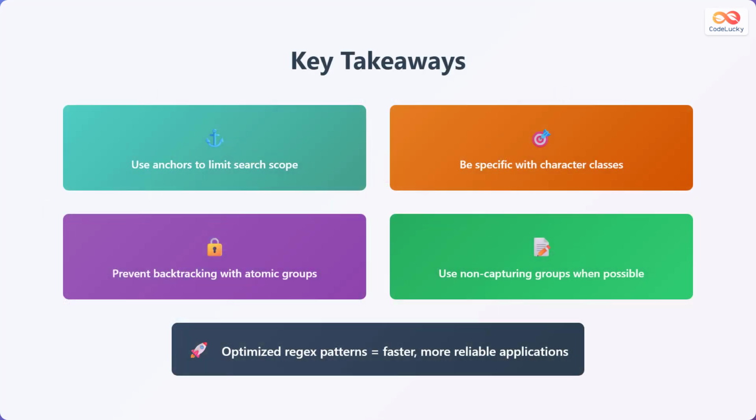Here are some key takeaways. Use anchors to limit search scope. Be specific with character classes. Prevent backtracking with atomic groups. Use non-capturing groups when possible. Optimized regular expression patterns result in faster and more reliable applications.